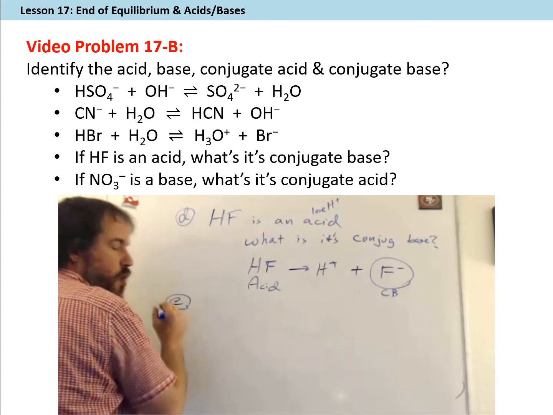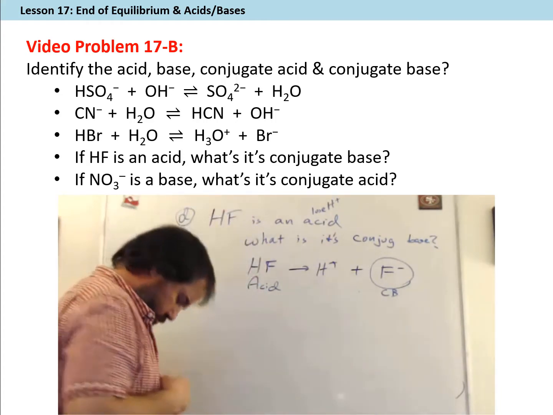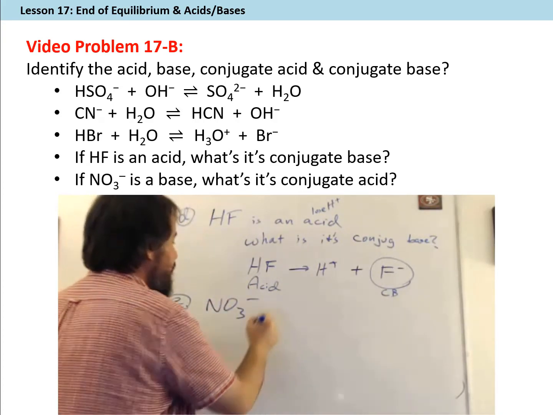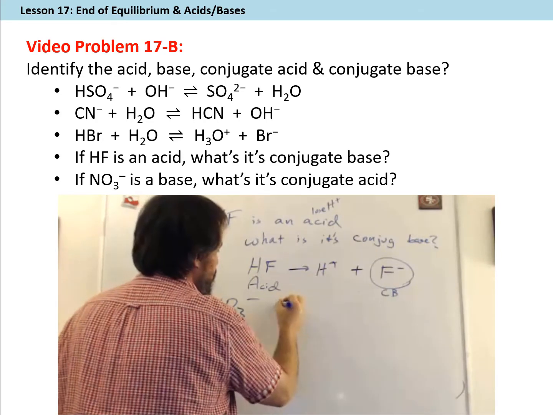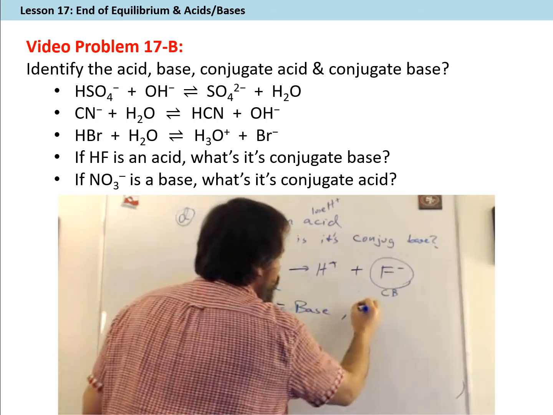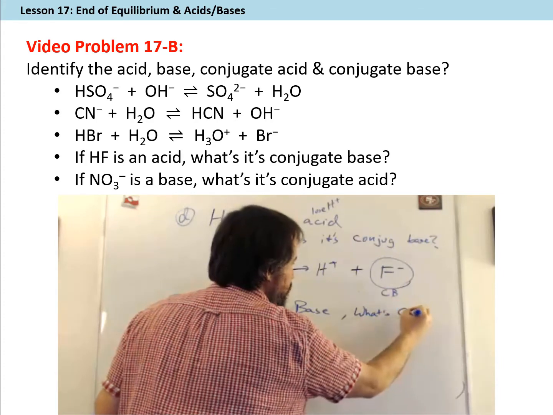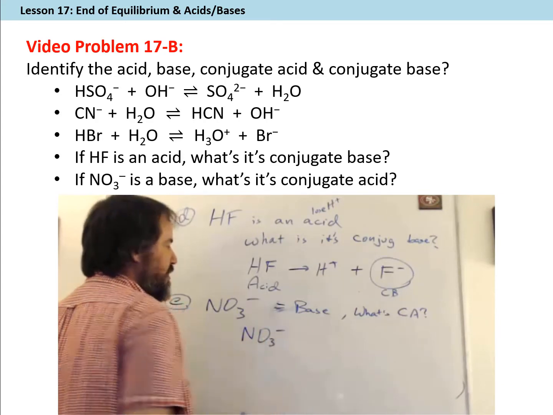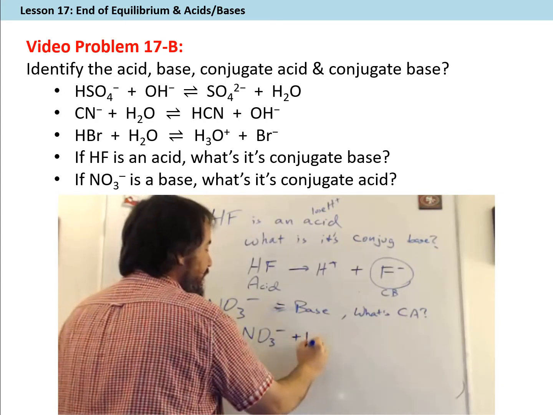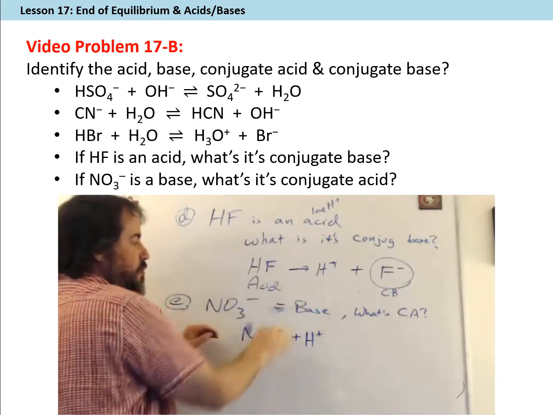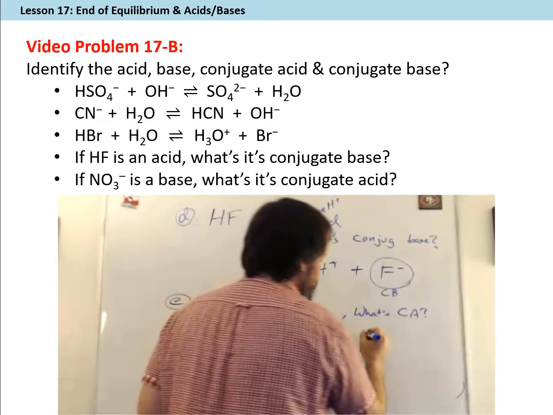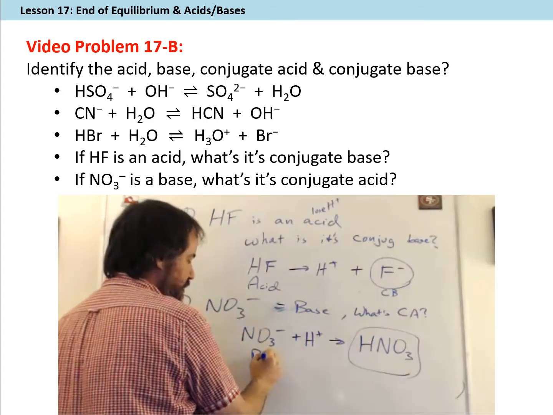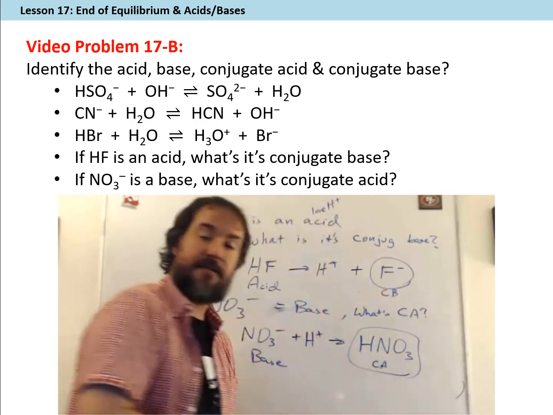E, we're told that NO3- is a base. What's the conjugate acid? All right, so in this case, we know NO3-, if it's a base, that means it gains an H+. Bases gain H+, so it's going to become HNO3. Right? This is my base. This is my conjugate acid.